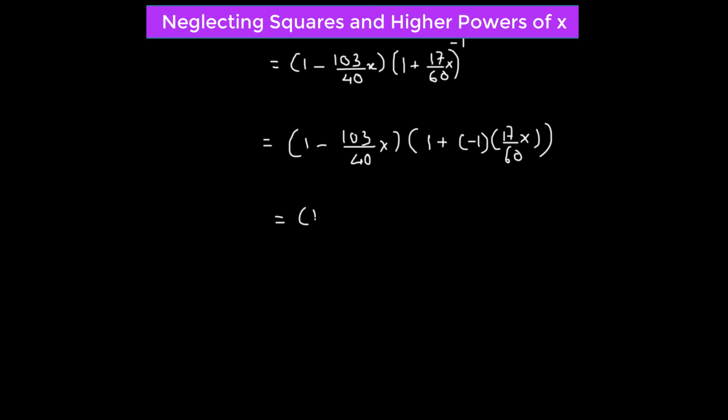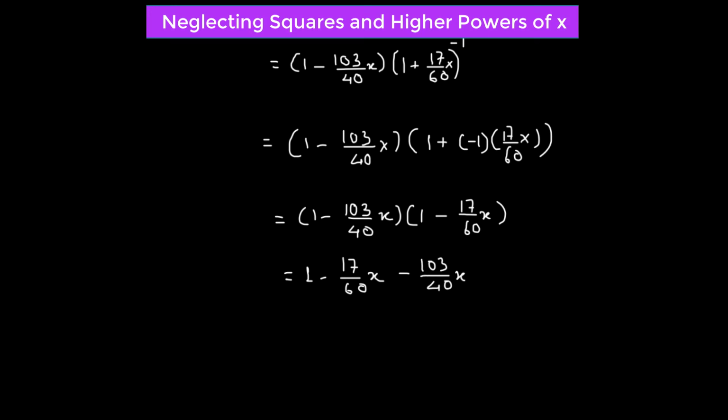So that would be (1 - 103/40 x) multiplied by (1 - 17/60 x). Now we're going to use the FOIL method, and that should give us 1 - 17/60 x - 103/40 x. Now we can reject the fourth term, which will be the multiplication of the second term in both the two expressions, because that would have an x squared term, and we have to neglect the x squared term.